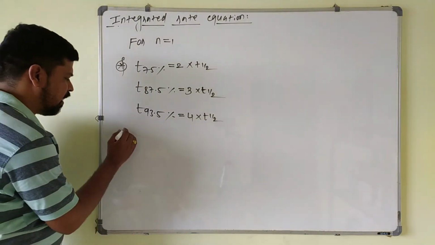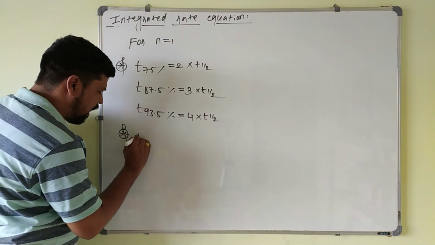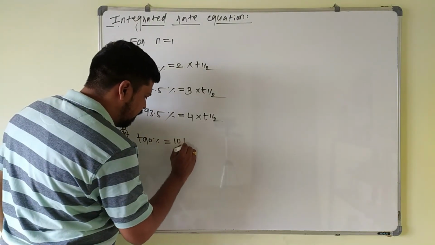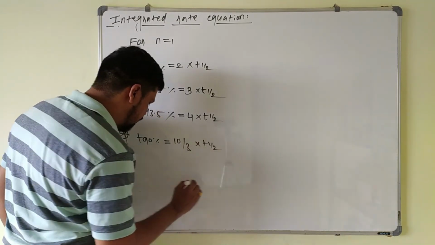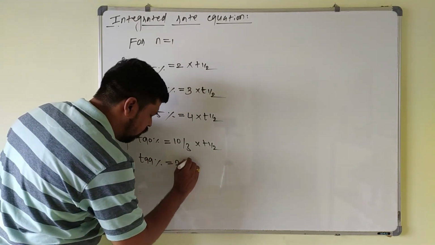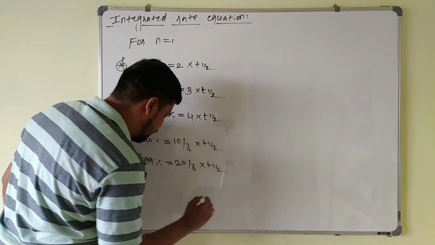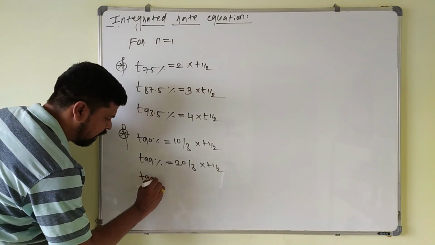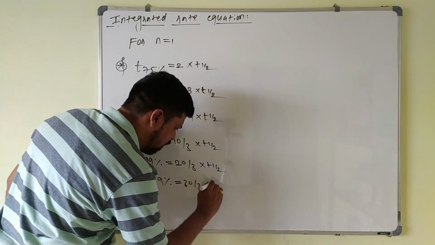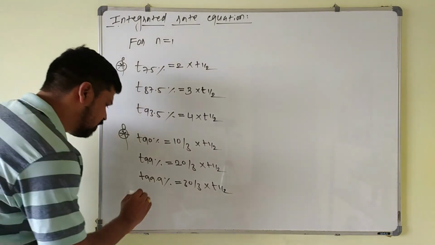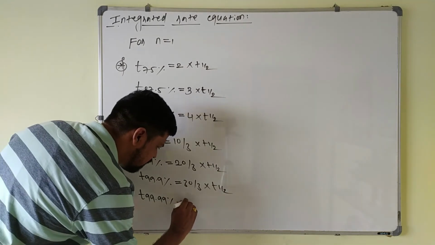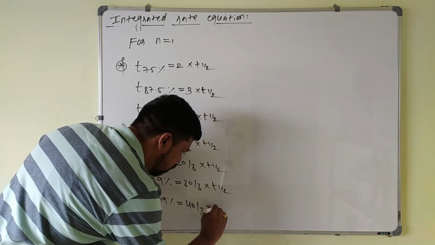Similarly, time required for 90% completion of first order reaction is equal to 10 by 3 into T half. Time required for 99% will be 20 by 3 into T half. Time required for 99.9% will be 30 by 3 into T half. Again, time required for 99.99% is equal to 40 by 3 into T half.